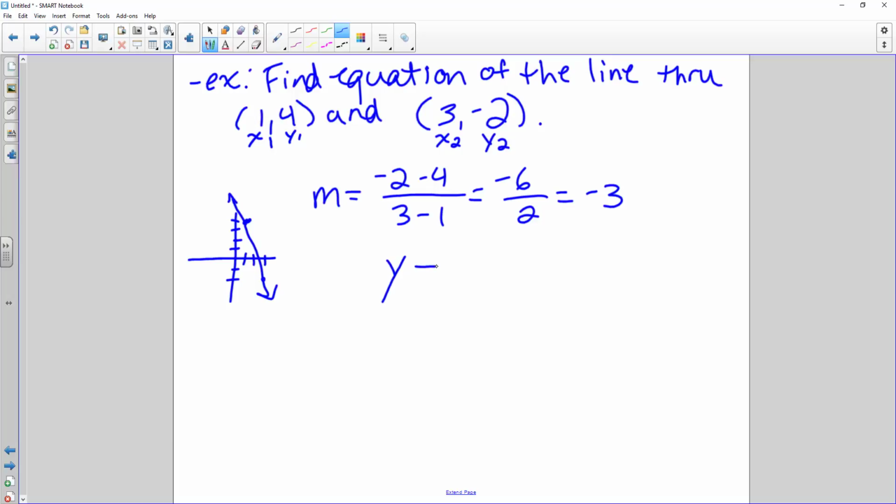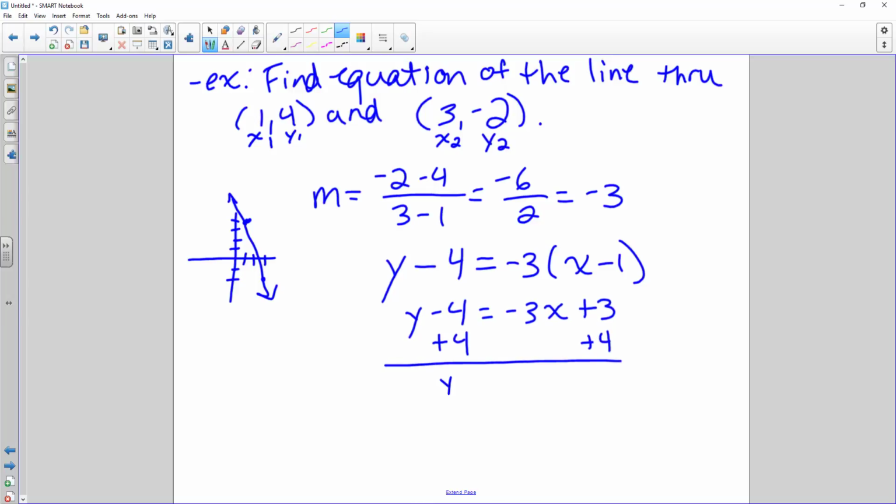Okay, so now when I use my point-slope formula, y minus y1, I'm going to use that (1, 4). I really could use either point now, but since the (1, 4) doesn't have any negatives and I already have it labeled as x1, y1, I'm going to use that one. So y minus 4 equals -3 times (x minus 1). So when I distribute, -3x plus 3, add 4 to both sides, and I get y equals -3x plus 7. And looking at my graph, that does make sense that I have a pretty high y-intercept for this example.